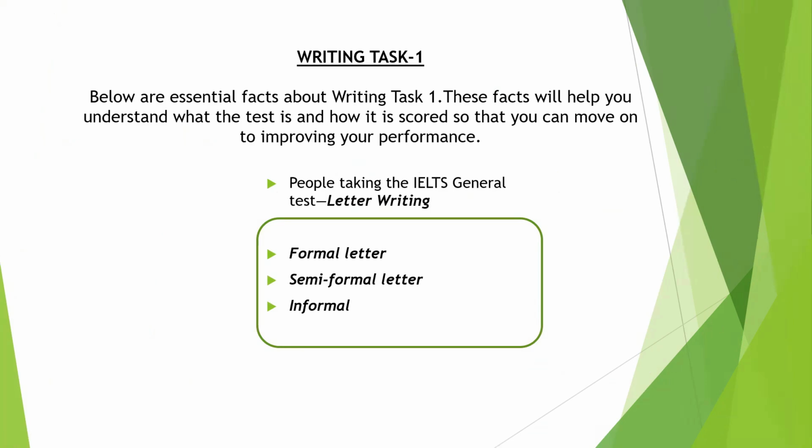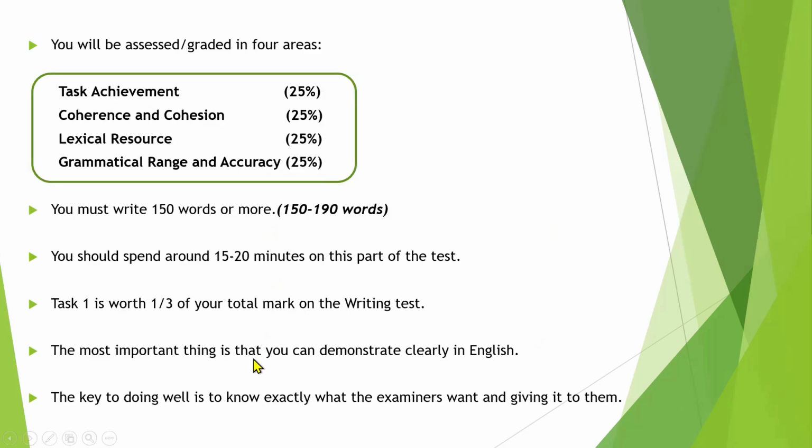Let's do a quick overview of the writing task 1 for general candidates. General candidates, in task 1, you have to do a letter writing. You have to do just 1 letter, and the recommended time would be 20 minutes. Now you might get a formal letter or a semi-formal letter or an informal letter. You get only 1 question. There is no choice to choose from. Let's go to the next slide.